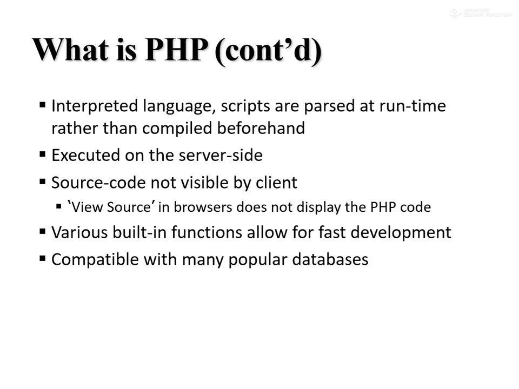We say that PHP is an interpreted language. What does interpreted language mean? It means that your PHP code will not be compiled beforehand, but it will be parsed at runtime. It will be compiled and executed both at runtime, and the code is executed on the server side. So the source code is not visible to the client.